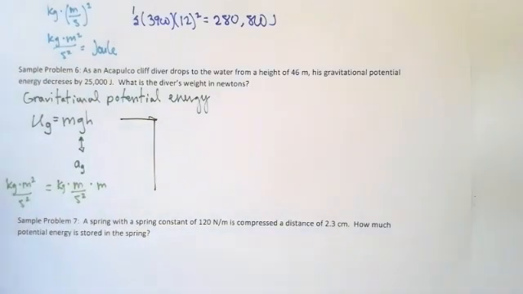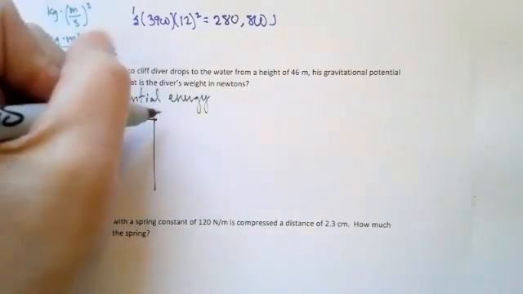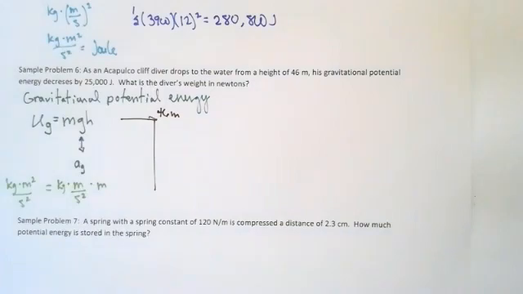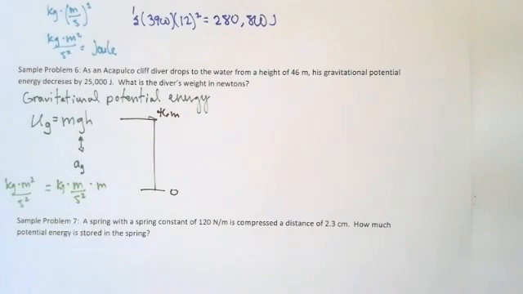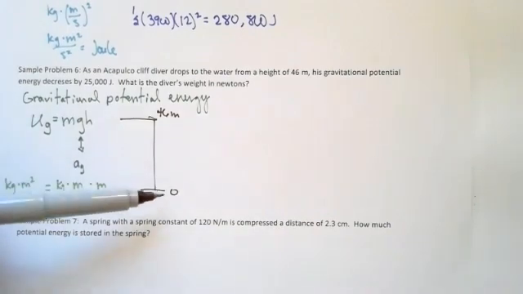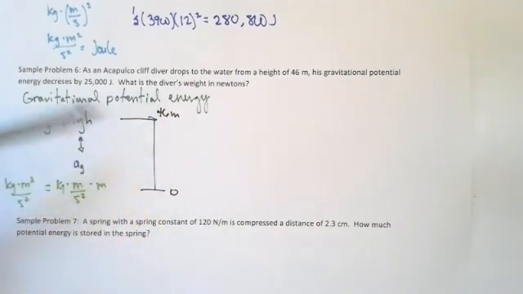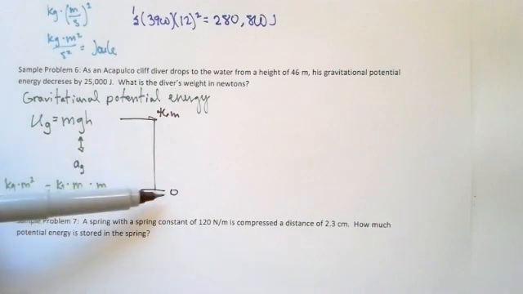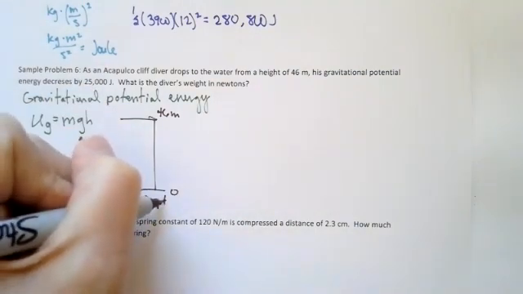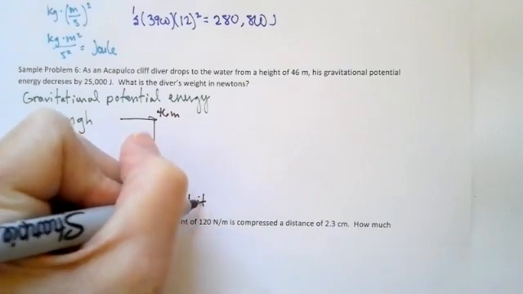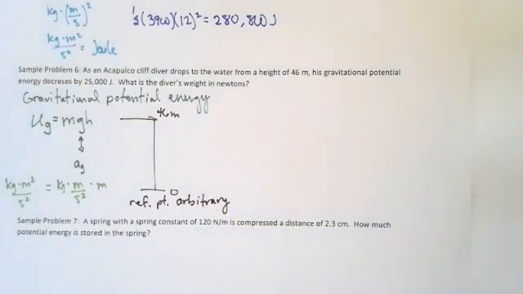So I've got this cliff diver, and it says his height is 46 meters. What we just did, the implication here, is that the ground is 0. So we automatically put in a reference point of 46 meters above the ground, even though the problem just says he drops to the water from a height of 46 meters. Actually, this would be the surface of the water. So this reference point is arbitrary. Arbitrary means you get to pick whatever you want to be 0.